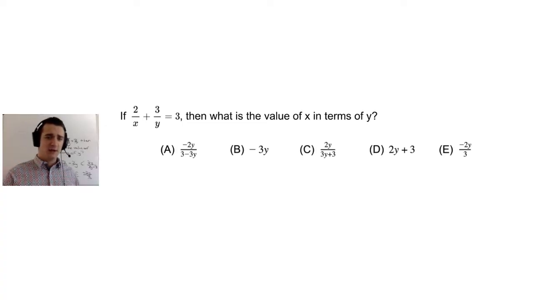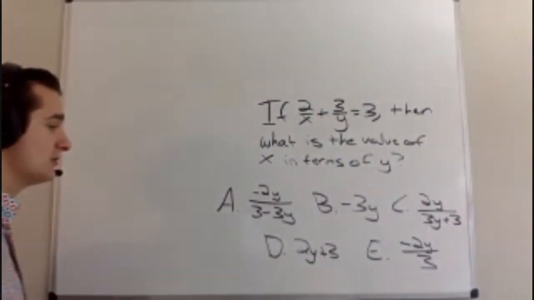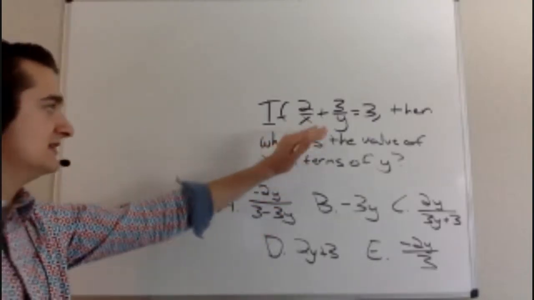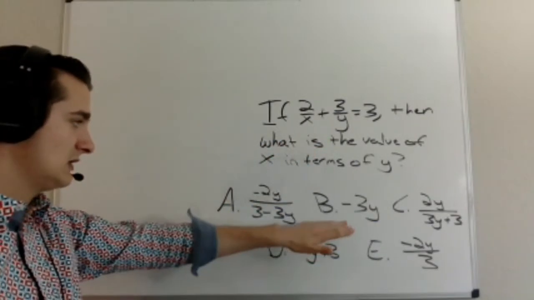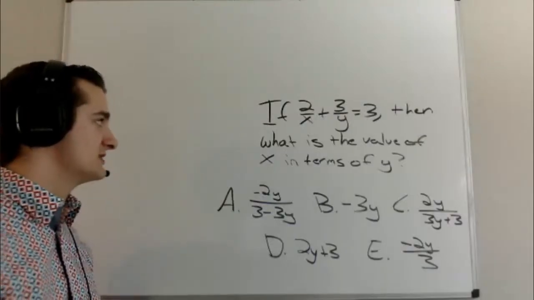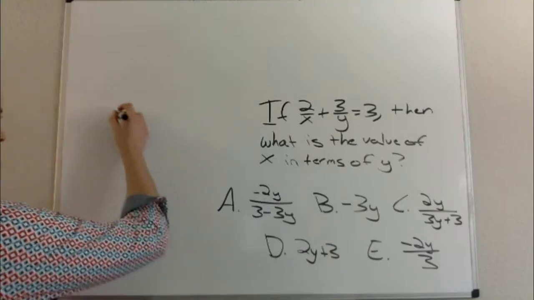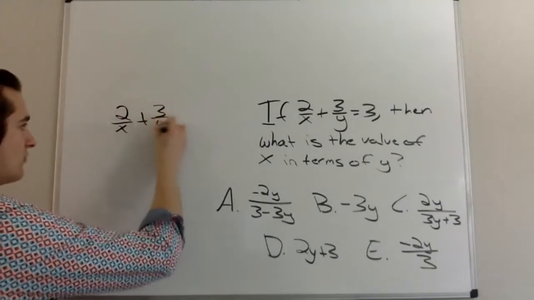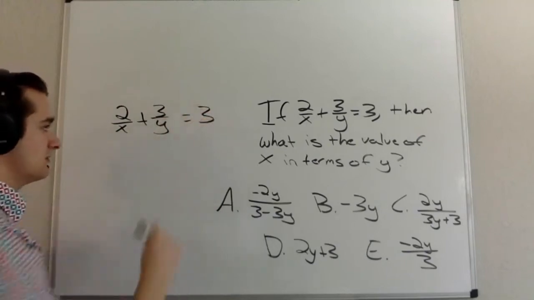When I look at this together, let's go ahead and take a look at the board. This question, it's pretty clear to me right away that I'm going to have to do some things to this equation to make it look something more like what I've got here in my answer choices. And so I've got 2 over x plus 3 over y is equal to 3.